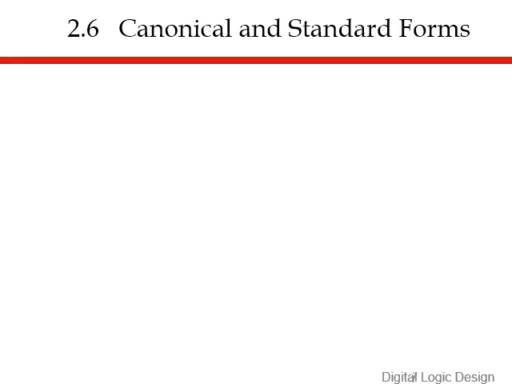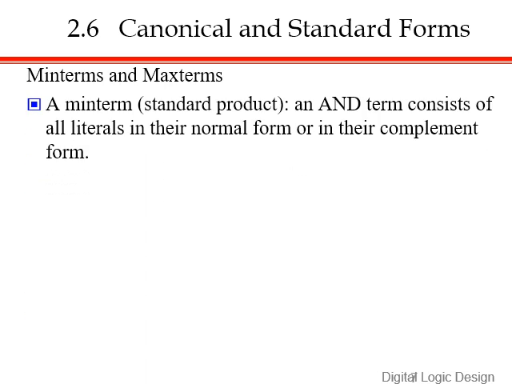So what are the canonical forms? First we will cover the canonical forms, and in the next lecture we will cover the standard forms. In a canonical form, we have in the expression all the variables which we are using in the function. It means that in each term of the canonical form we have all the variables. There should be no variable missing in any term. A canonical form can be in the form of minterms or maxterms.